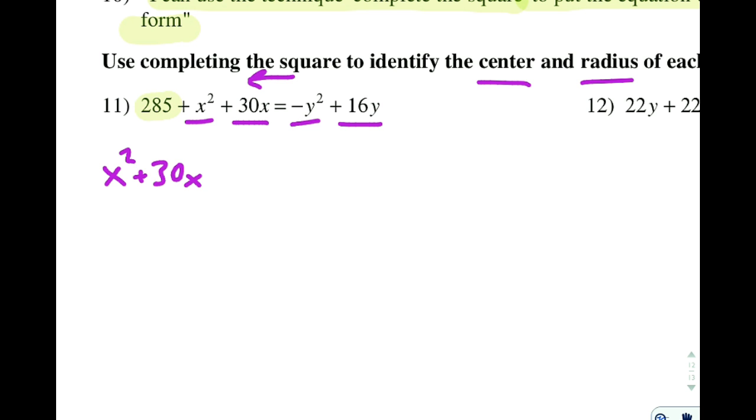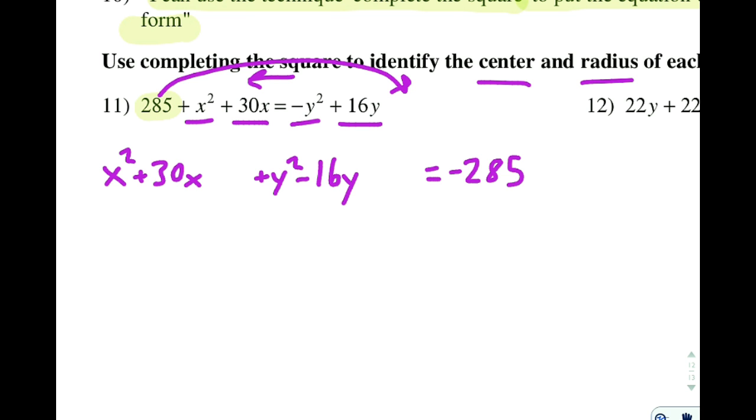I want to move them over, so I would add y squared to both sides, allowing me to get y squared over here. I would subtract 16y from both sides, allowing me to get that over on the left. And then on the other side, I'm going to subtract 285 from both sides, leaving me with negative 285 over here on the right.